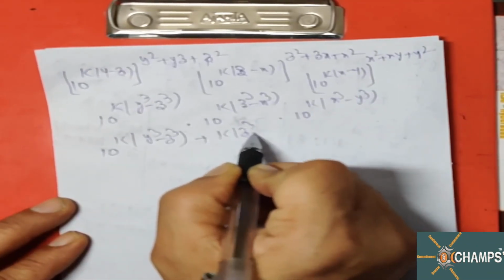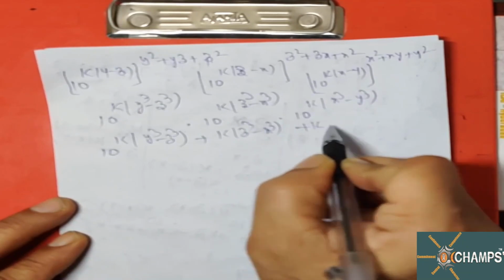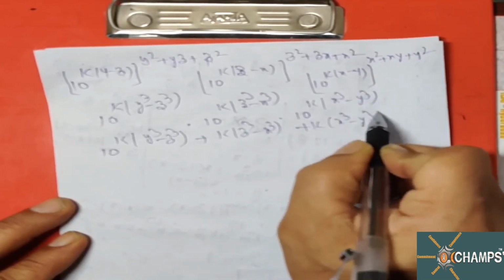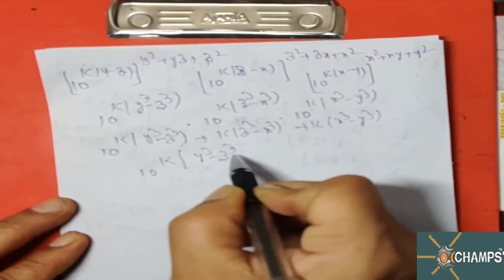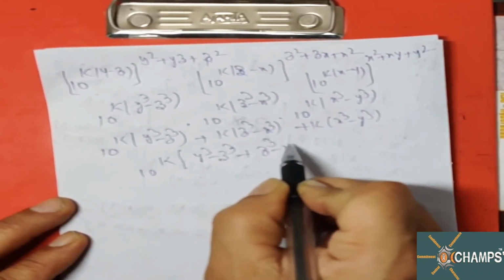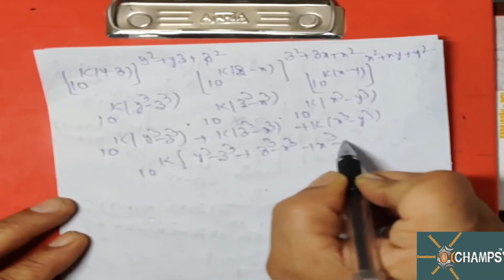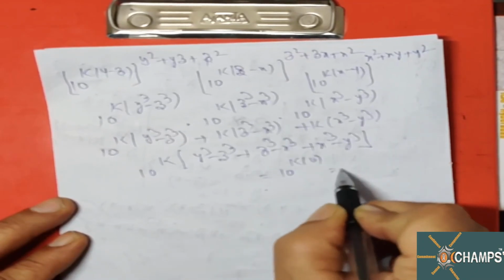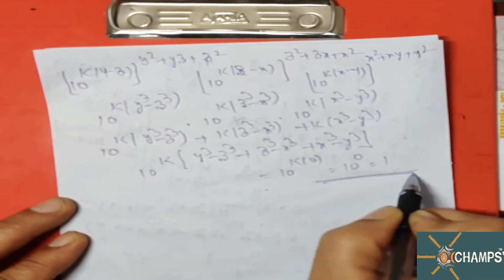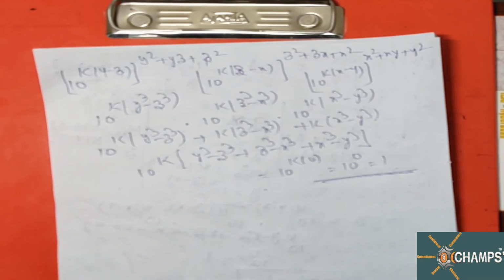Now sir, bases are equal, multiplication sign, powers can be added. 10 to the power of k into y cube minus z cube plus k into z cube minus x cube plus k into x cube minus y cube. If I take k as common, y cube minus z cube plus z cube minus x cube plus x cube minus y cube. 10 to the power of k into 0, 10 power 0, 1. So what is the answer, sir?